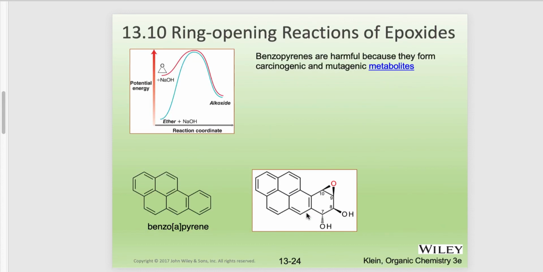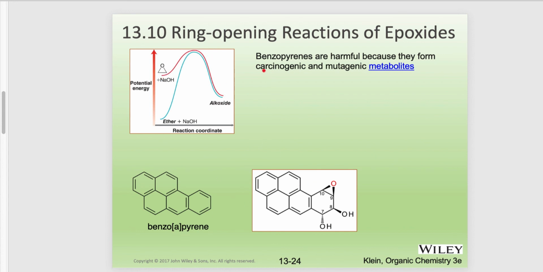I've added a slide to this topic because there are some very important applications or consequences in real life. There are compounds known as benzopyrenes or pyrenes. They are polycyclic aromatic compounds. I had mentioned before, we've seen this before, that epoxides are key intermediates. They're highly reactive and we can make many substituents, but they're less stable and therefore more reactive.